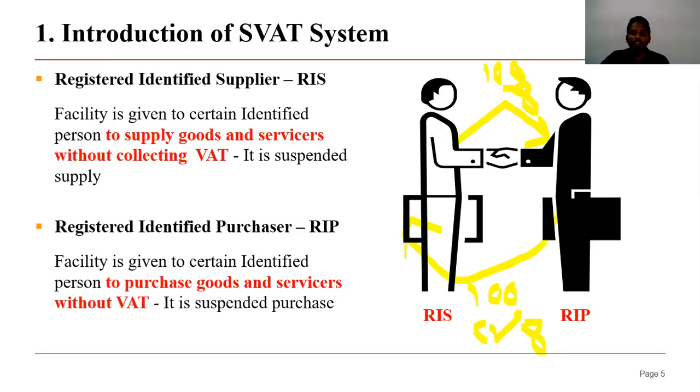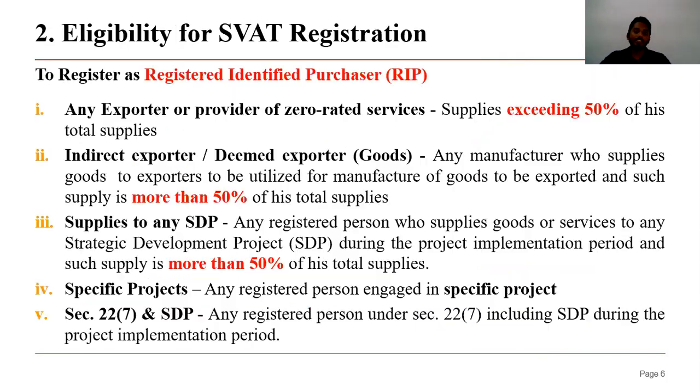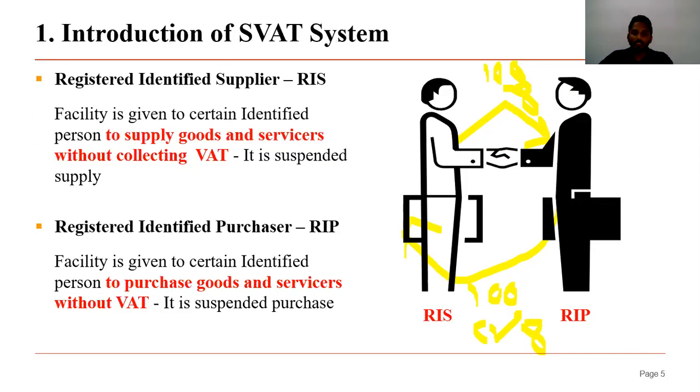Then in the next slide we are going to discuss who can be registered as a RIP, a registered identified purchaser, and a registered identified supplier. Who can be the registered identified supplier? Who can be the registered identified purchaser? Because these things are very important since the SVAT process was implemented.